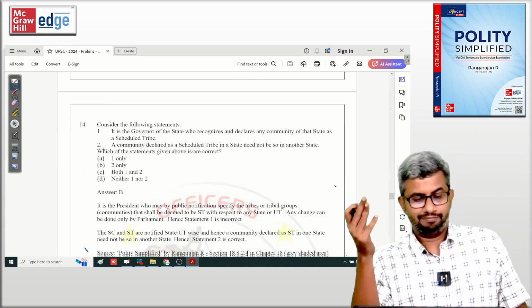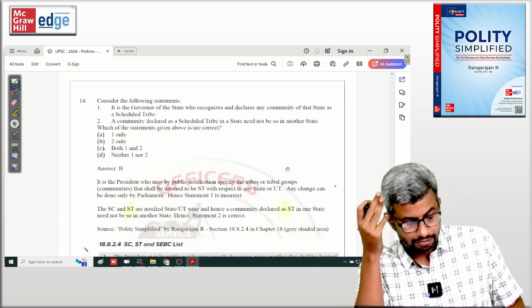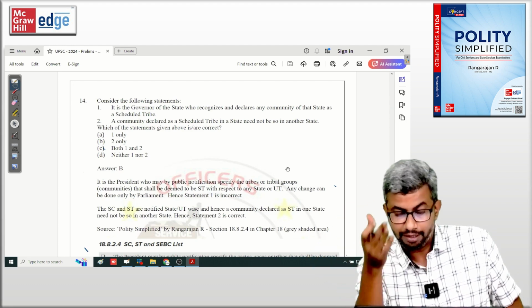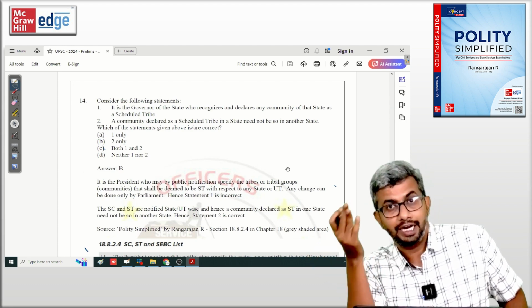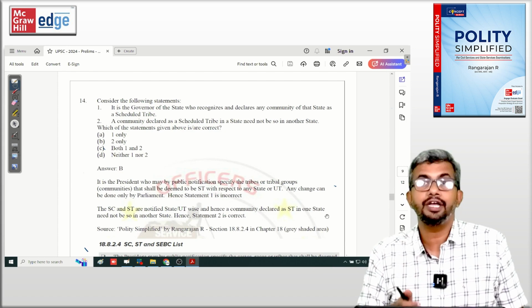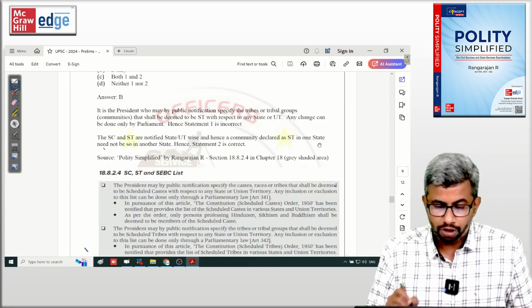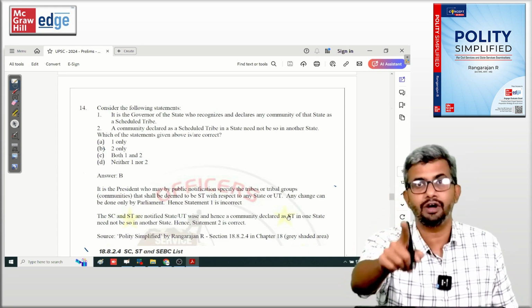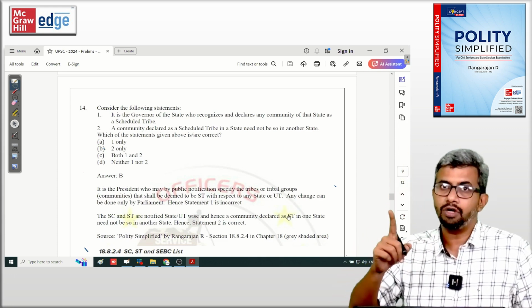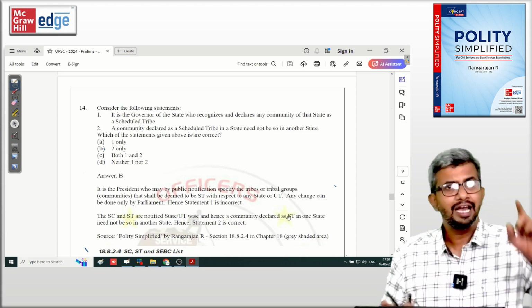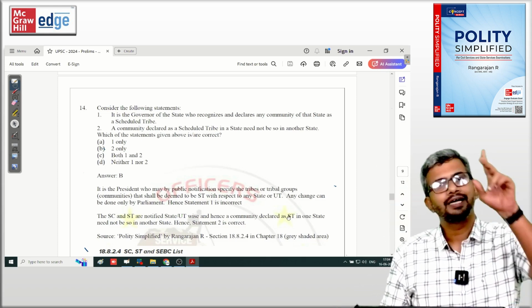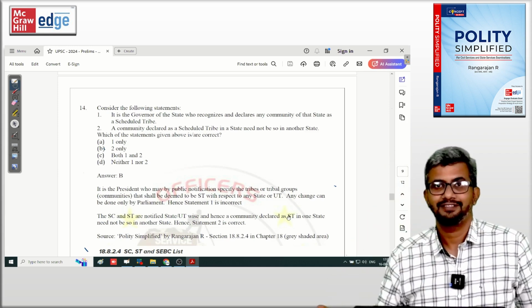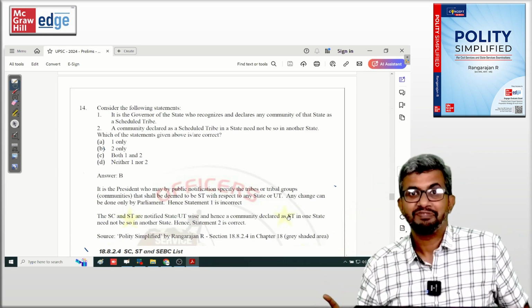14, again, scheduled tribe. It was covered as part of my prediction. It is there in the monthly current affairs in Edge platform. It is part of the grey shaded area in the book Polity Simplified. Who notifies? The Governor. The Governor has made the SC order, ST order, and any change to that can be done only by the Parliament. Why did this question come, guys? Because in February 2024, there were 9 tribes which were added to the scheduled tribe status, including some of the PVTGs. And that is the trigger for this question.